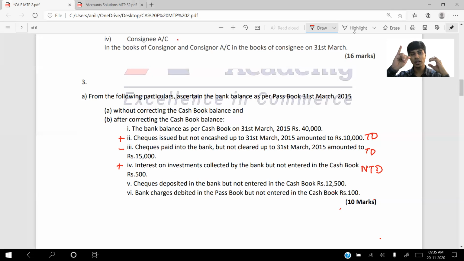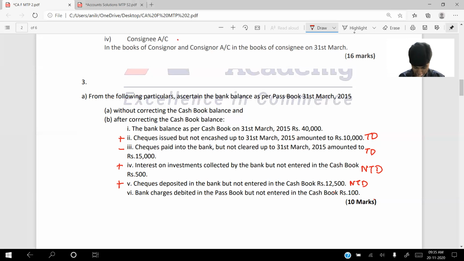Cash book. What is it that I have to do? I would have to add it to increase. So this is an add item. Now tell me, is it timing difference or non-timing difference? It's an error in the cash book. Error in the cash book is a non-timing difference.